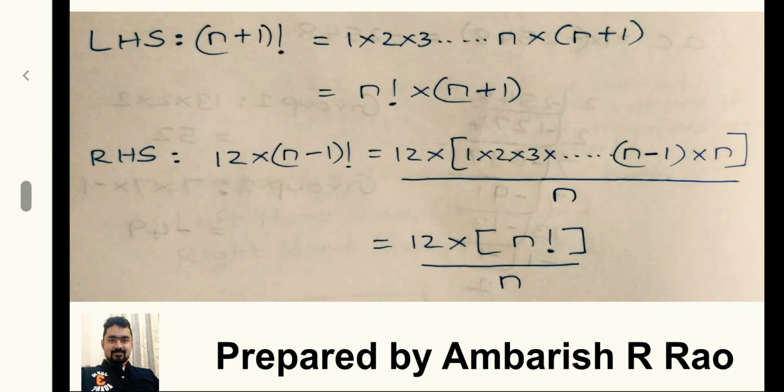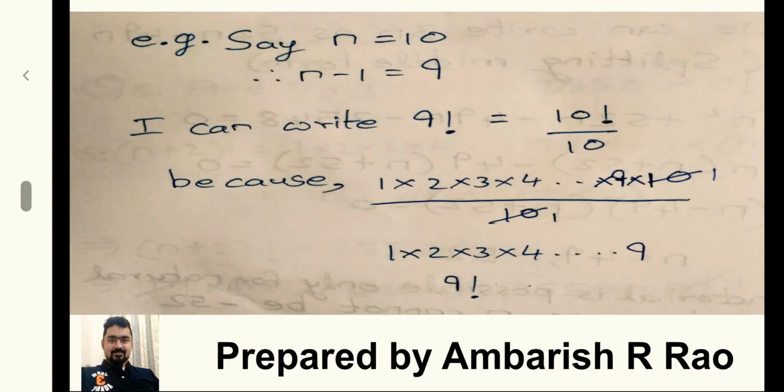For a better understanding, let me explain the above process using numbers. Let us say n is 10. So n minus 1 should be 9. So now I can write 9 factorial, that is (n minus 1) factorial, as 10 factorial upon 10. Is it not? That is what we have done earlier also. We have written (n minus 1) the whole factorial as n factorial upon n.